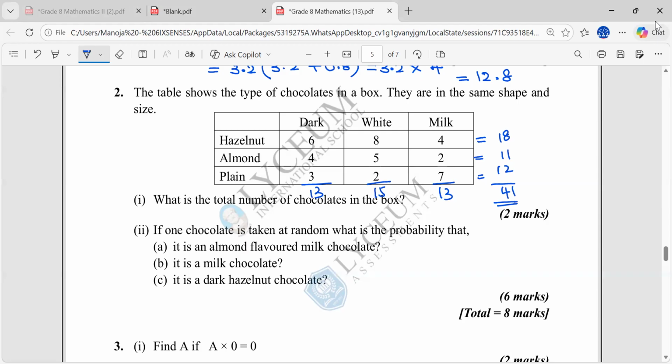Out of 41 chocolates, the almond milk, that means this one you want to talk about, 2 out of 41. It is a milk chocolate. The milk chocolate we have 13 out of 41. It is a dark hazelnut, this one. So then it is 6 over 41, right? So that is very easy.